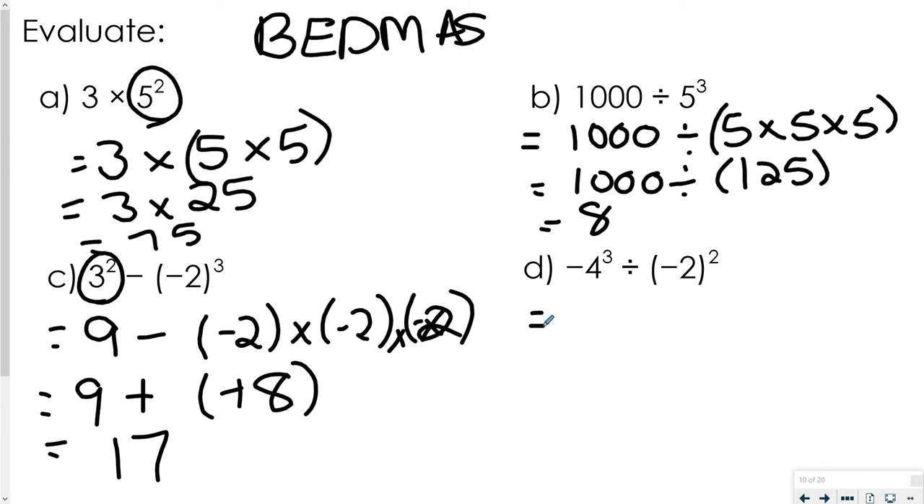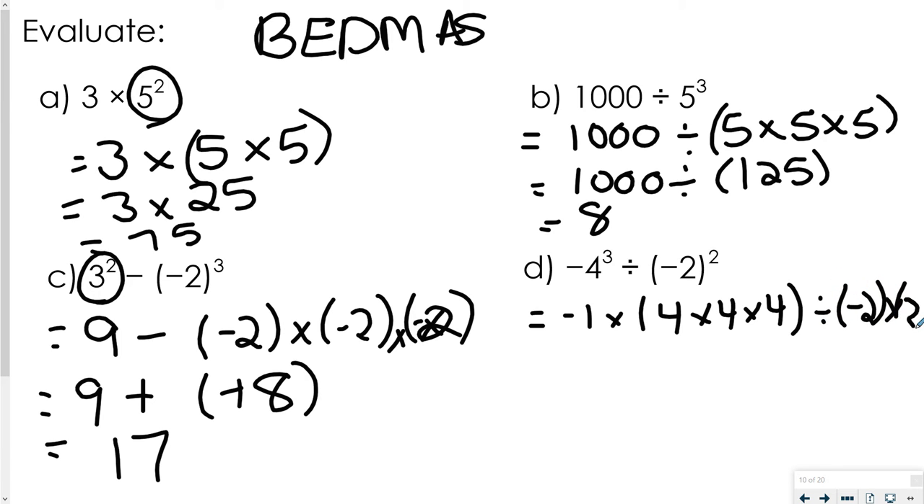Here, the exponent is only touching the 4, so it's negative 1 times 4 times 4 times 4 divided by negative 2 times negative 2. Right? See the difference? The 2 is touching the bracket, the 3 is only touching the 4. So I get negative 1 times 16 times 4 is 64 divided by negative 2 times negative 2. There are 2 negatives, so it's going to be 4.